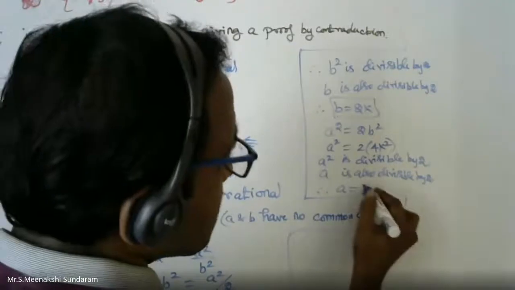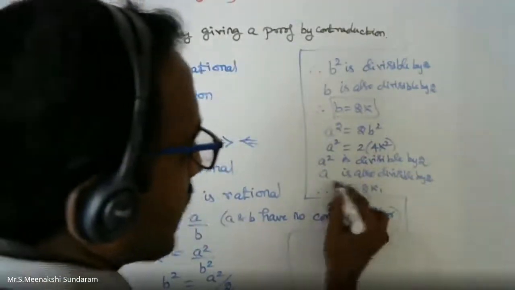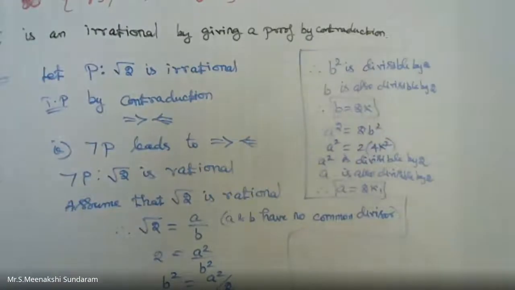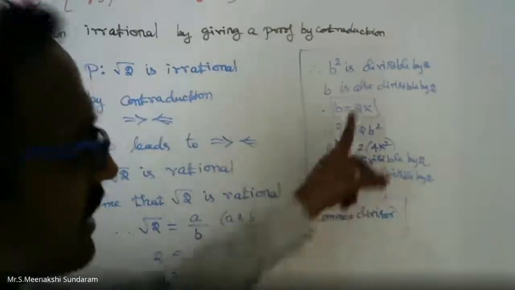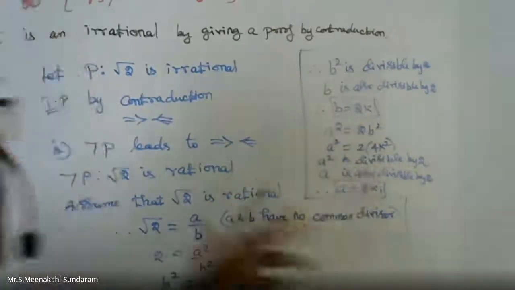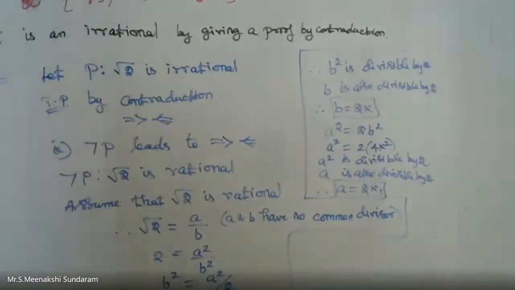Therefore, I take it as a equal to 2k and b equal to 2k1. Therefore, a and b have a common divisor 2, which is our contradiction now. This is a contradiction to our assumption. Hence the proof: a is an even number, b is an even number, which leads to a contradiction to our assumption.